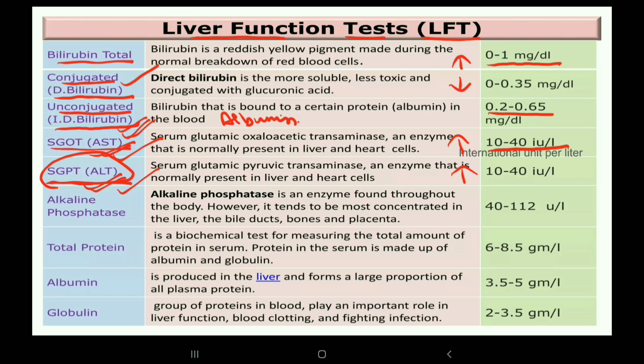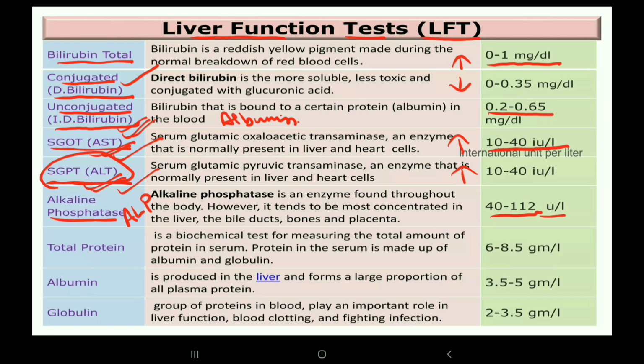The next parameter in this test is alkaline phosphatase. The normal value of alkaline phosphatase is between 40 to 112 unit per liter. Alkaline phosphatase, in short, is also called ALP. ALP is an enzyme found in liver and bone. It helps break down protein.